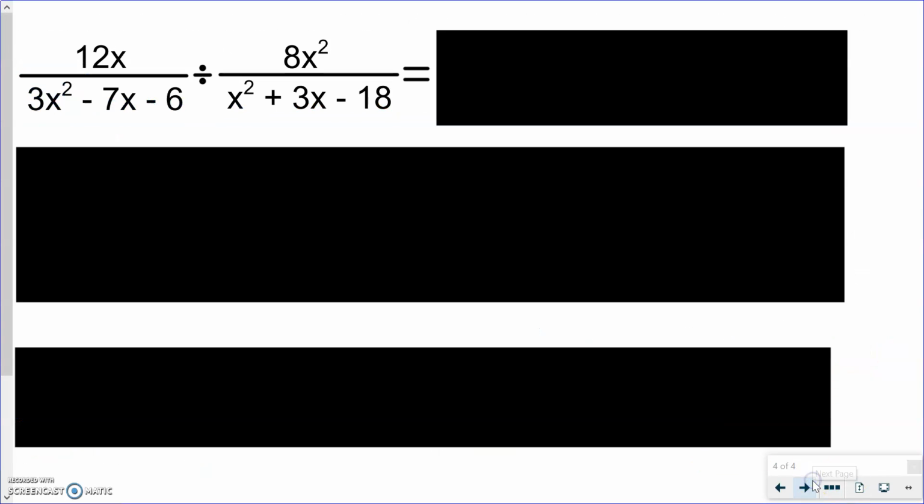Let's do one more. Here's the problem. 12x divided by 3x squared minus 7x minus 6, divided by 8x squared, divided by x squared plus 3x minus 18. So first, fix that problem.